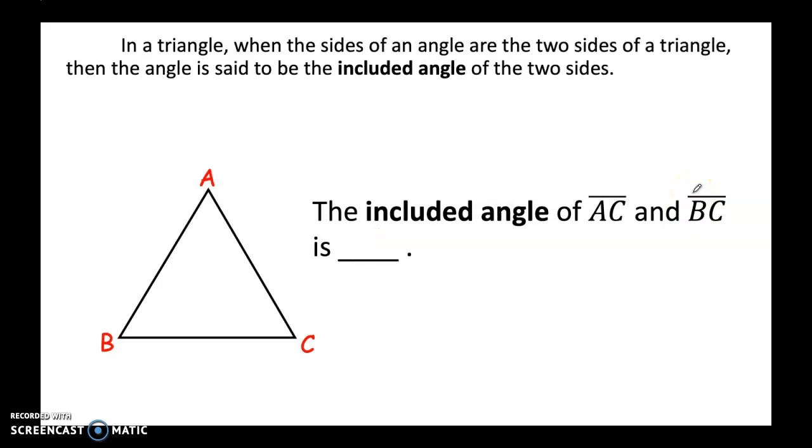In a triangle, when the sides of an angle are two sides of the triangle, then the angle is said to be the included angle of the two sides. So, the included angle of segment AC and segment BC is angle C. As you can see, to identify the included angle, the common endpoint of the two segments is point C. Therefore, the included angle is angle C.